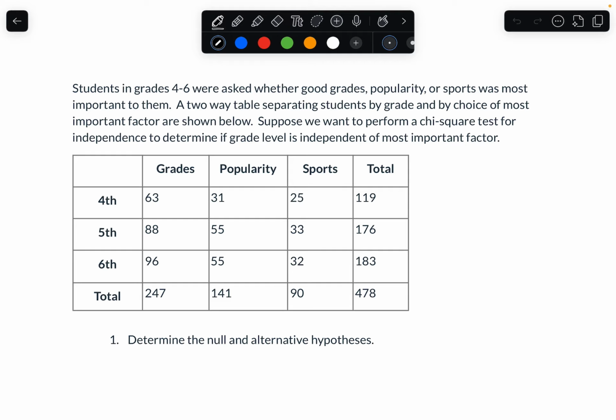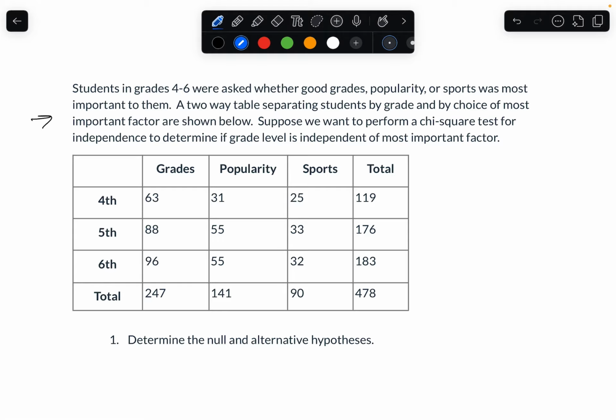So, in this example, we've got students in grades 4 through 6 who were asked whether good grades, popularity, or sports was most important to them. A two-way table separating students by grade and by choice of most important factor is shown below. Suppose that we want to perform a chi-square test for independence to determine if grade level is independent of most important factor. So, a few things here.